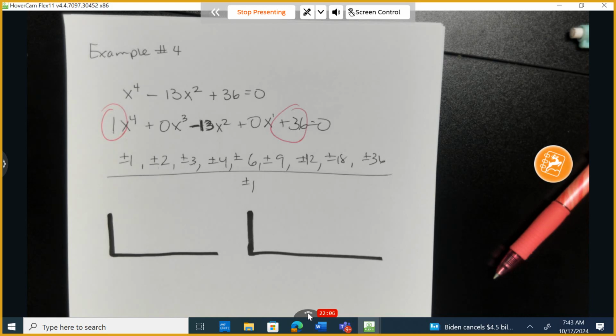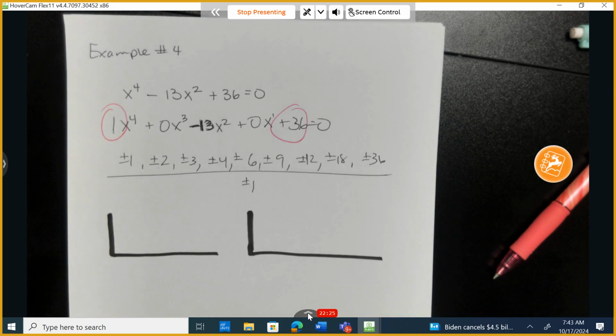Please shout out if you have one that works. Chloe, what did you try? Negative what? Did it work? -1 does not work, I'm hearing. What did you try over there? Did 2 work? 2 works.